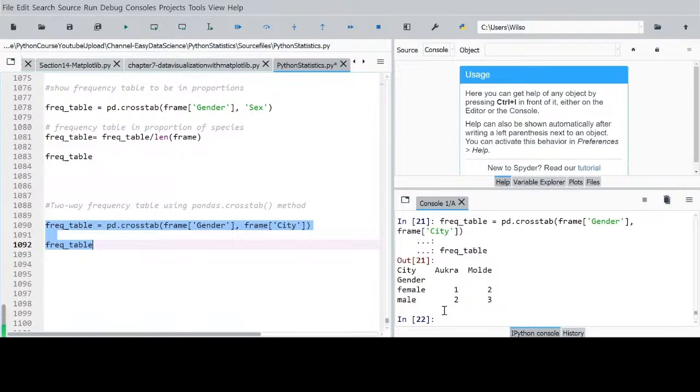So the result is also a data frame, with the index for the values of the gender variable, and the columns now representing the two values from the city variable in the original data frame. So the value part is the contingency or frequency between these two variables' different values.